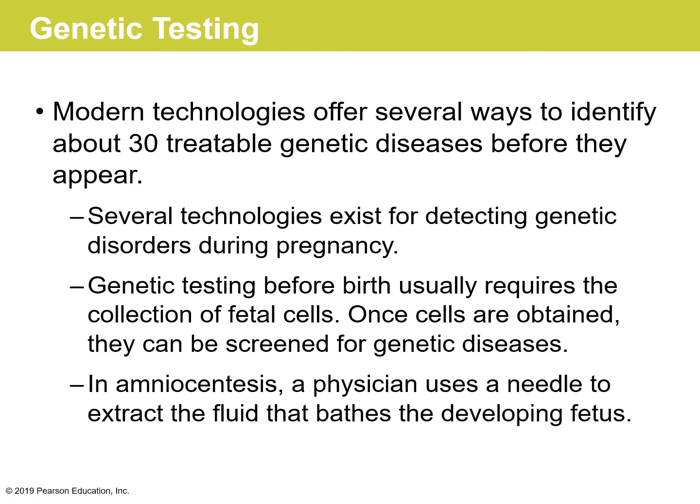Genetic testing. In the past, the onset of symptoms was the only way to know if a person had inherited a genetic disorder. Nowadays, modern technologies offer different ways to identify about 30 treatable genetic diseases before they appear. For instance, tests can distinguish between people who have no disease-causing alleles and those who are heterozygous carriers of such a disease as sickle cell anemia.